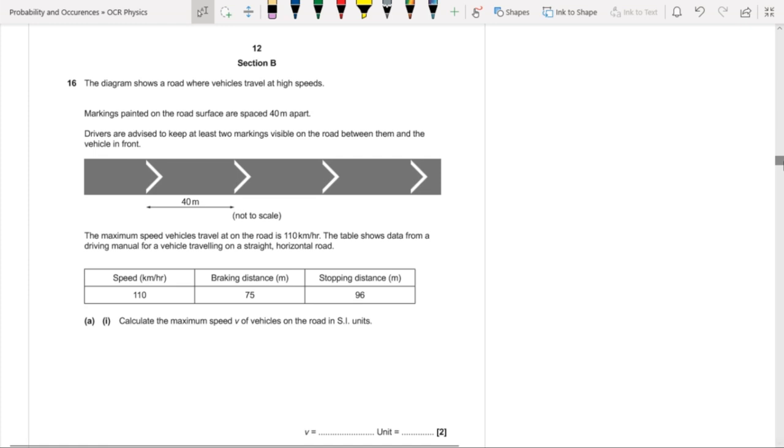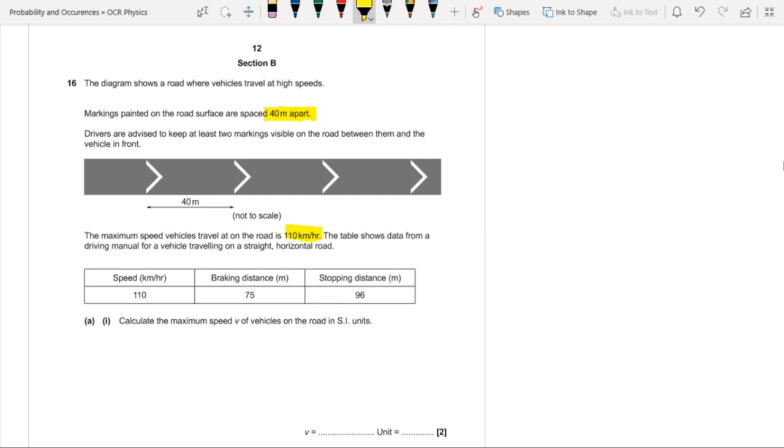All right, moving on to section B with question number 16. The diagram shows a road where vehicles travel at high speeds. Markings painted on the road surface are 40 meters apart, and drivers are advised to keep at least two markings visible on the road between them and the vehicle in front. So the maximum speed vehicles travel at on the road is 110 kilometers per hour. The table shows data from a driving manual for a vehicle traveling on a straight horizontal road.